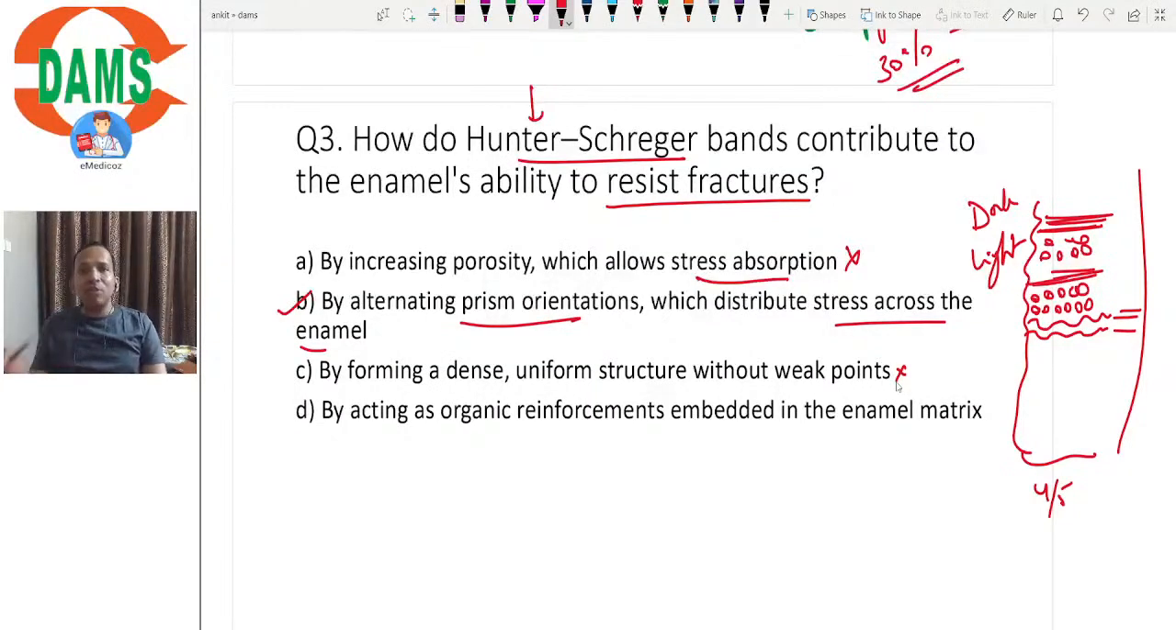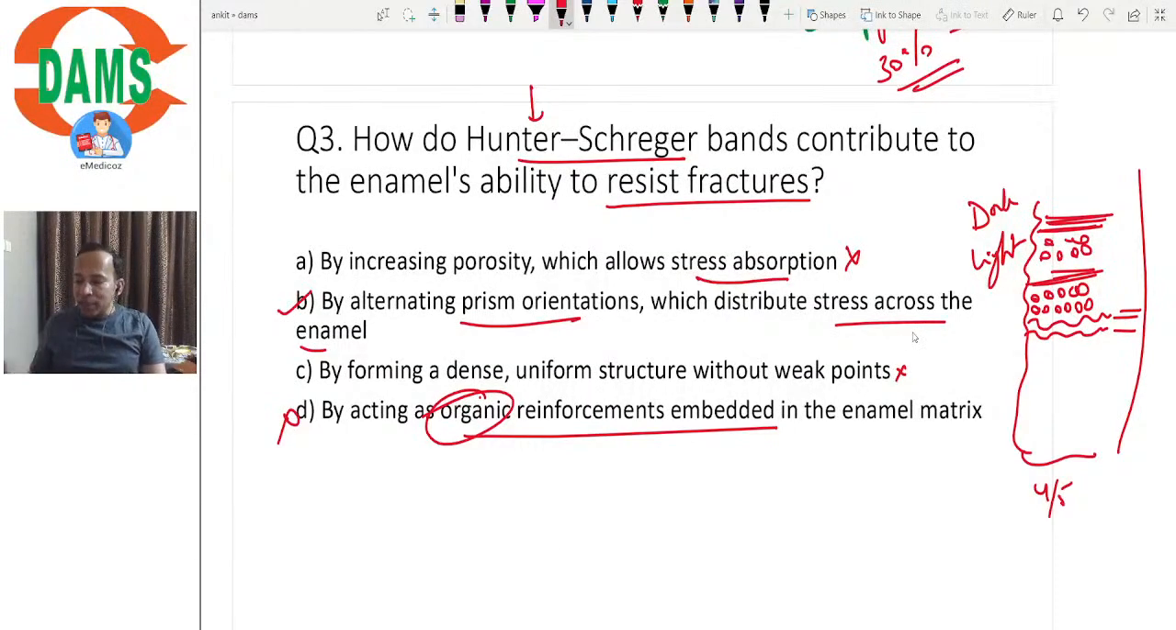The density of the rods remains the same, right? It won't change. By acting as organic reinforcement, again, these are inorganic structures, right? Enamel rods are inorganic, so there is nothing like organic reinforcement. So the option would be by alternating prism orientation which distributes stress across the enamel. That is also a point.